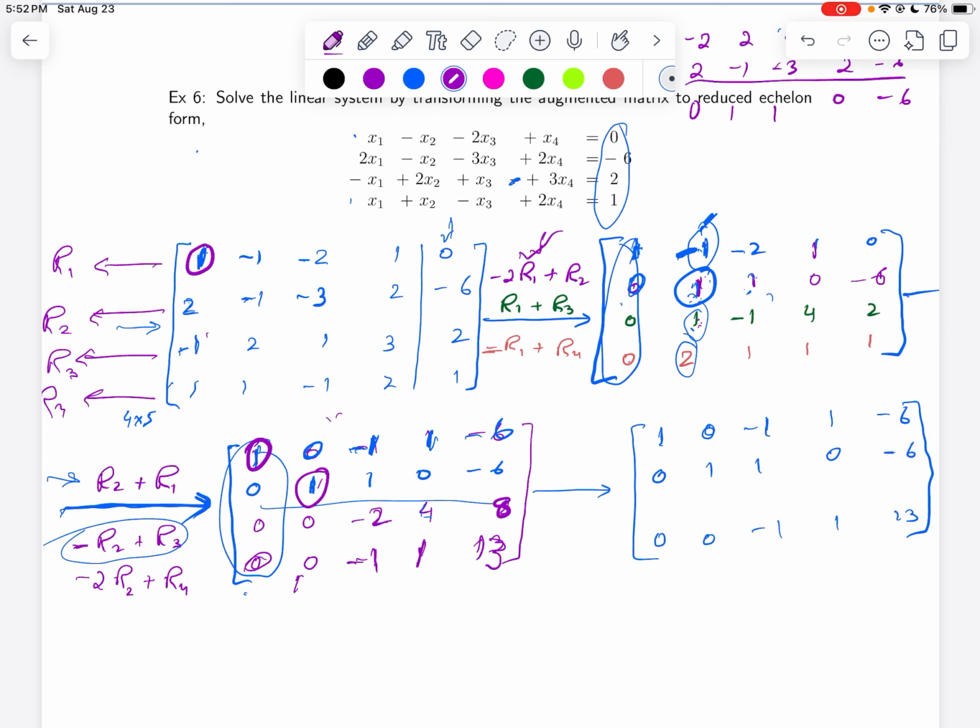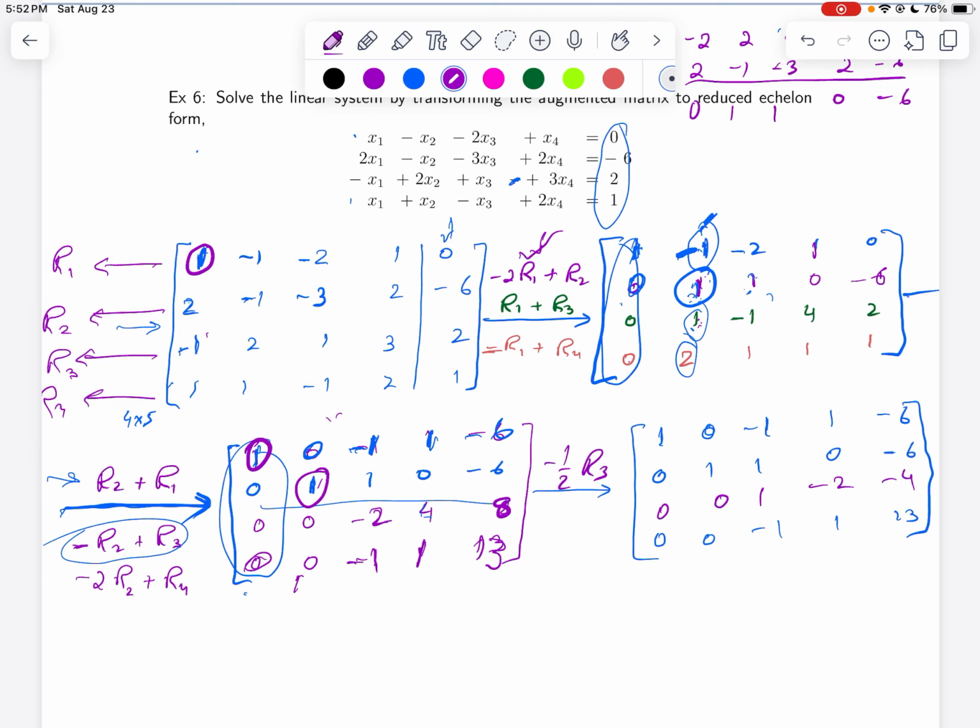You will multiply the third row by -1/2. So you write -1/2 R3. So what will R3 become now? 0, 0, 1, -2, -4.